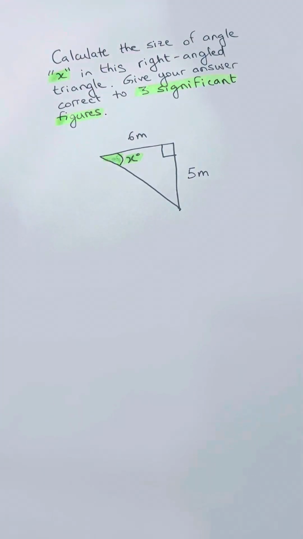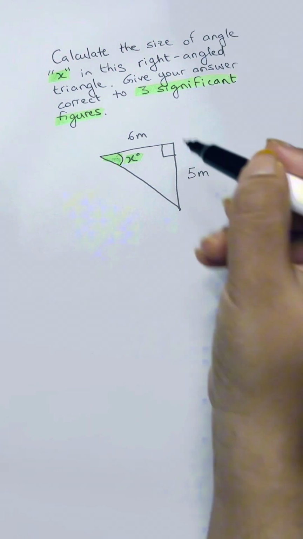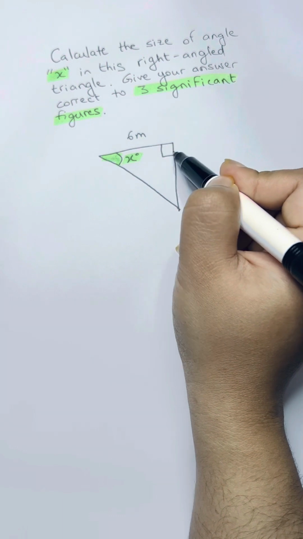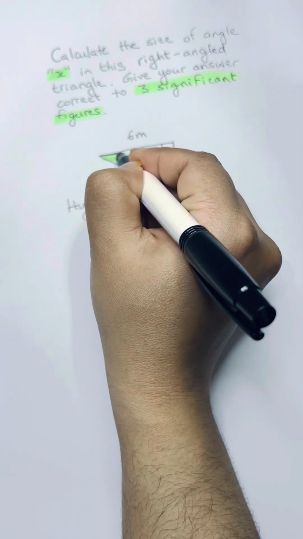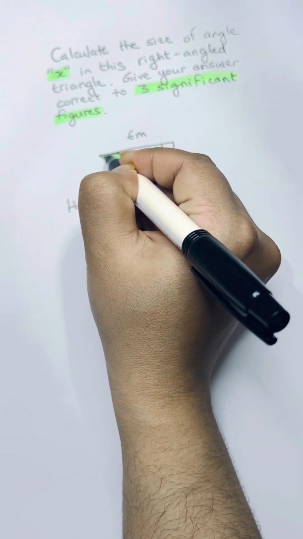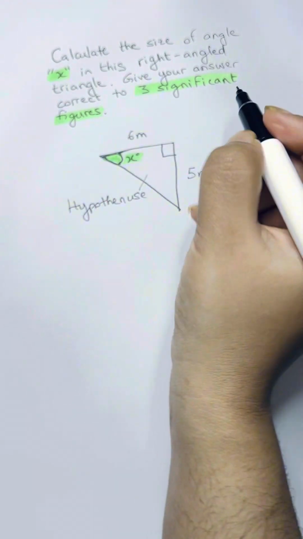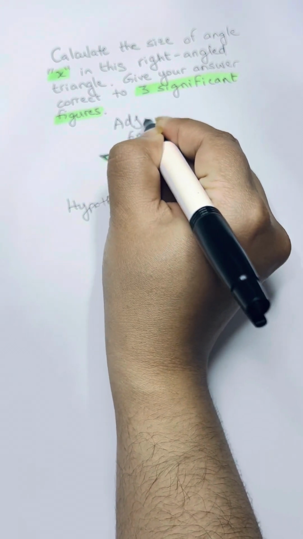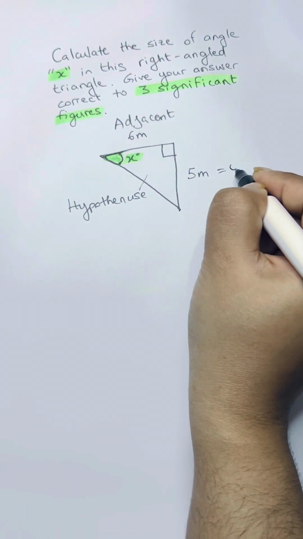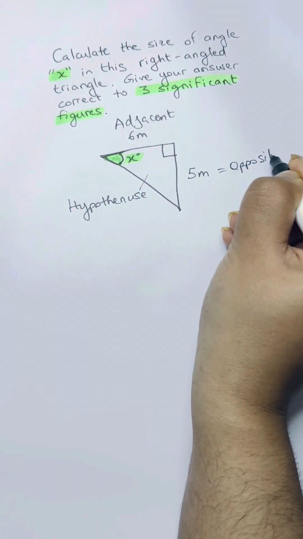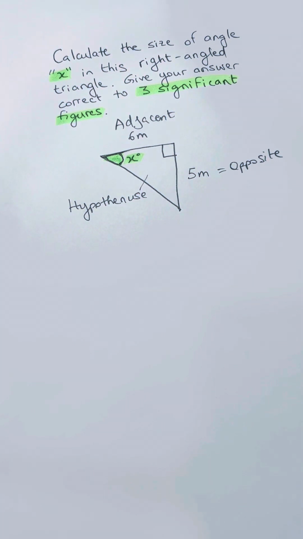First things first, we need to label our right angle triangle. I know that the 90-degree angle is here, so the side opposite it is going to be my hypotenuse. Because the angle that I need to find is on this side, the side next to it is going to be my adjacent. And that means 5 meters is going to be my opposite side. So which one of SOH CAH TOA am I going to be using?